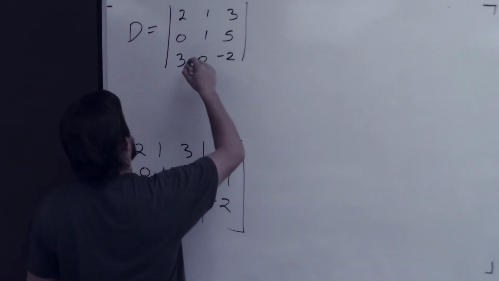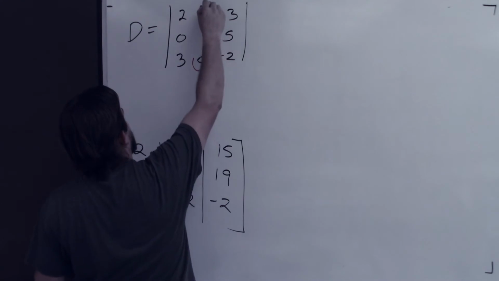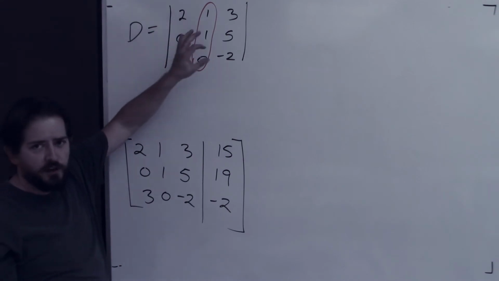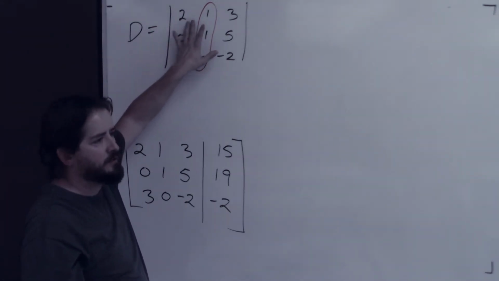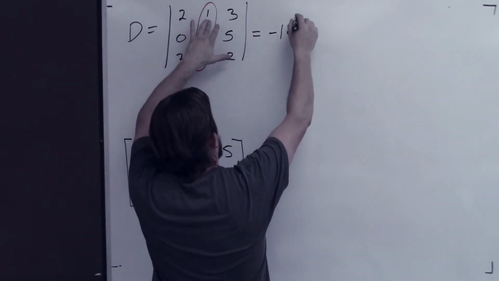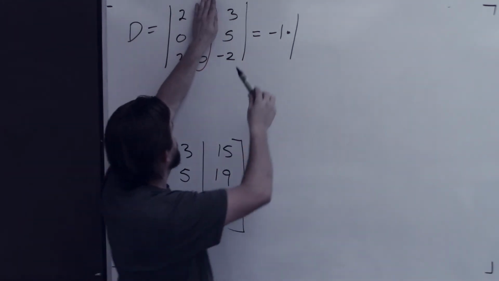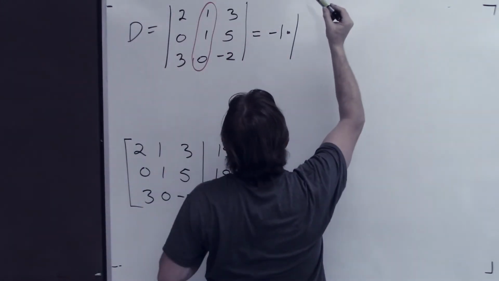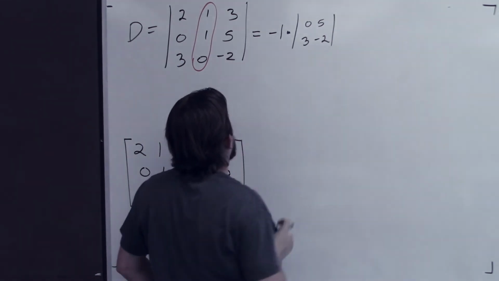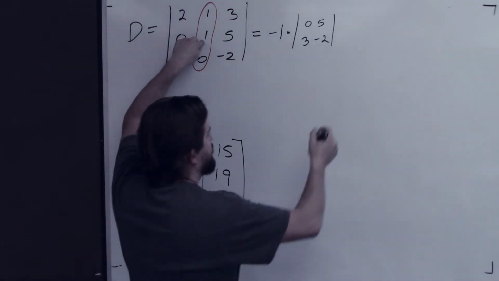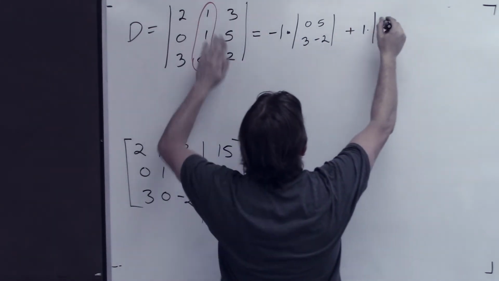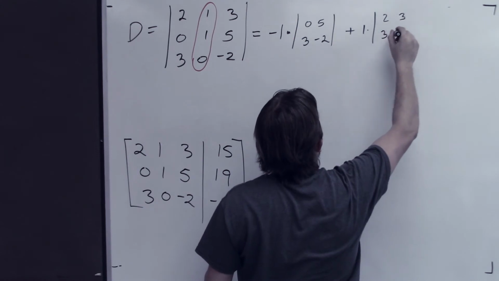So here I would expand on, and you know what, I'm going to expand on this one because I like those ones sitting there. So remember your positive or negative matrix. This 2 is in the positive spot, so when I start with this 1, it's in a negative spot, so I'm going to change its sign right off the bat. Negative 1 multiplied by what's left if I take out that column and the row, so 0, 5, 3, negative 2. The 1 is back into a plus spot, so plus 1 multiplied by, get rid of the middle row, the middle column, and I have a 2, 3, 3, negative 2.